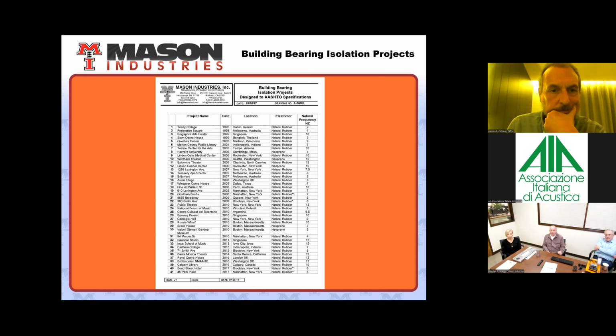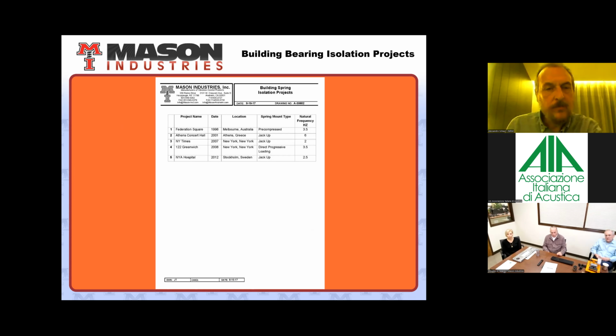First job was Trinity College. And that was the job we did as laminated bearings. We now vulcanize our bearings. We've also developed our own means and methods, which we are welcome to share. Federation Square was the one picture that you saw, but we have a concert hall in Athens. We've done the New York Times. We've done a multi-purpose project called 122 Greenwich on Springs, and a number of others. And these are not fully up to date.